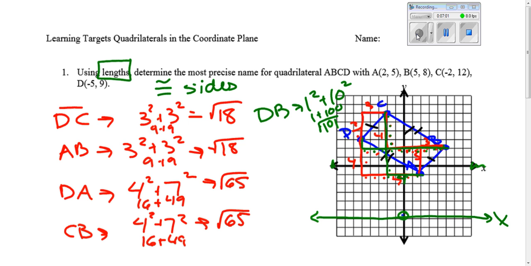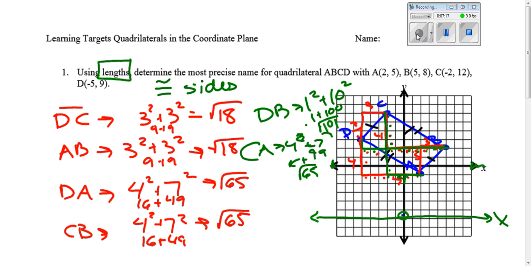All right, that's a square. So I get 16 plus 49. Okay, so that's actually the same length as the other sides, but they're not congruent. So therefore, since the diagonals are not congruent, it's not a rectangle.